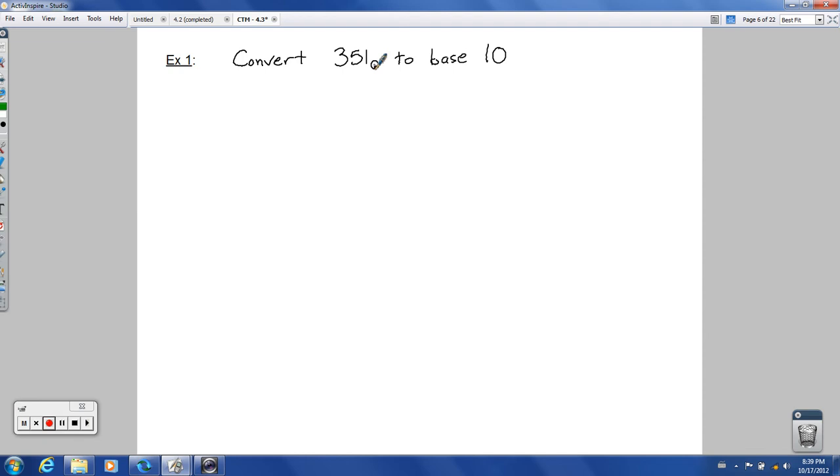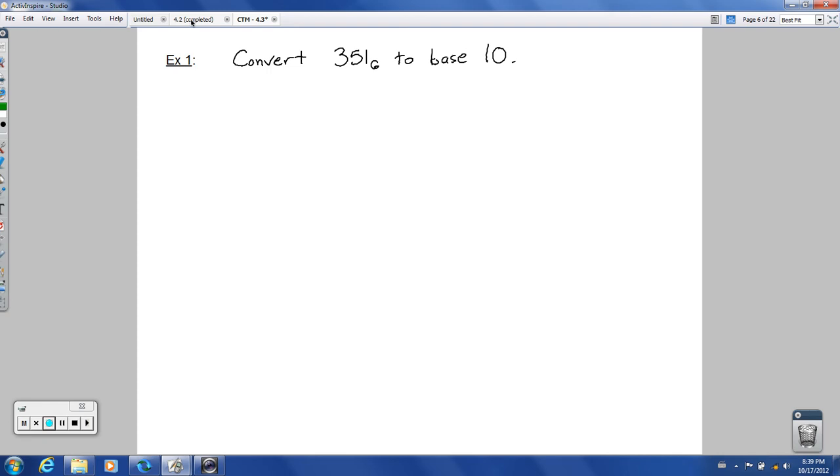It's kind of like a power, but the power goes on top. This goes on the bottom. So it's not like a power in that sense. It's a lower thing, written smaller. It's a subscript. So 351 base 6. That's how we would read that. This is 351 base 6, converting that to base 10. What does that look like?